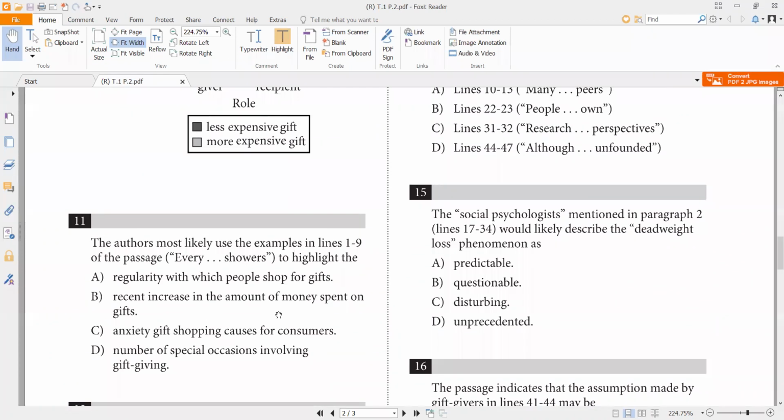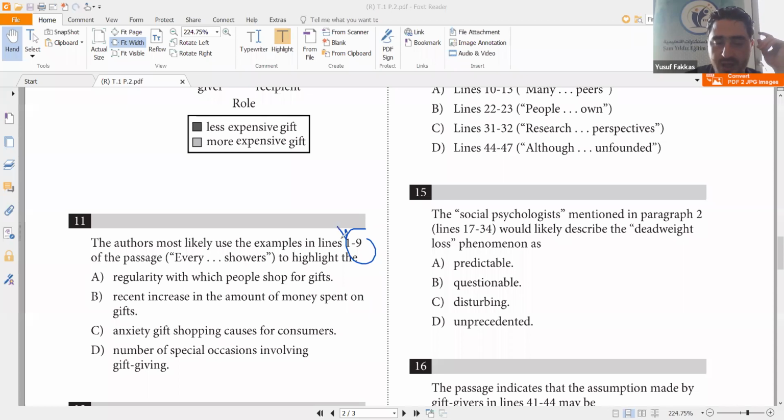All right, let's start with question number 11. The authors most likely use the examples in lines 1 through 9 of the passage to highlight what? Again, that's a function question. They mentioned the specific lines, but because they started with line 1, there's nothing to go back to. And again, they gave us half of the answer to highlight. But what are they trying to highlight?